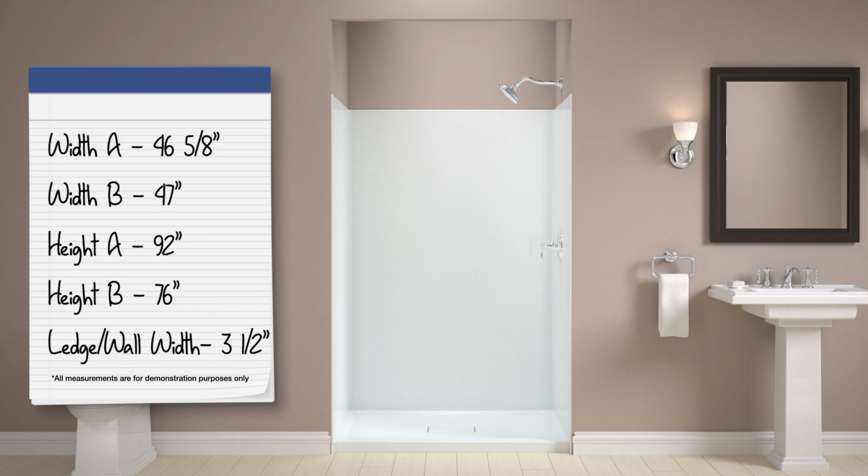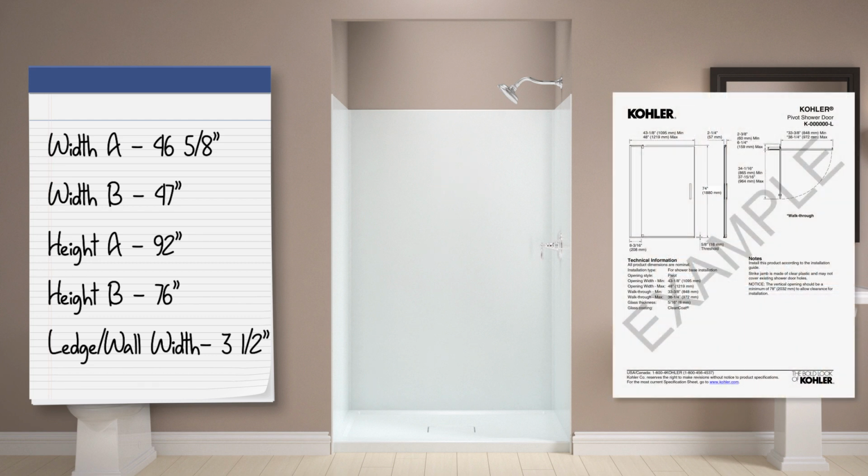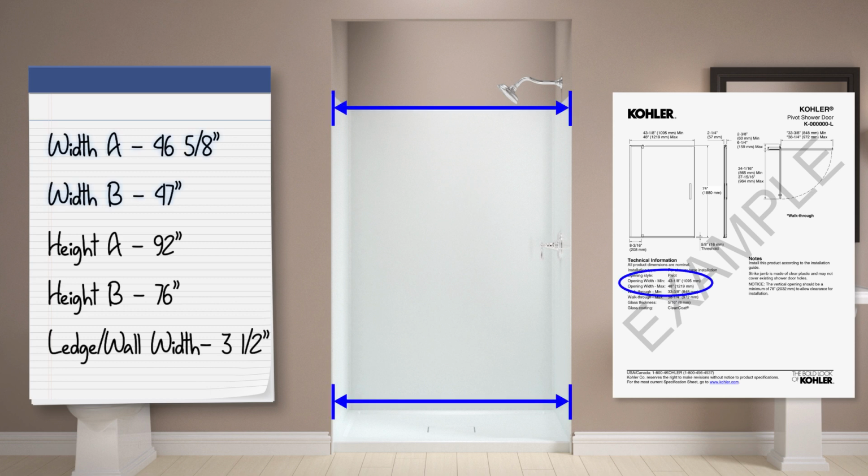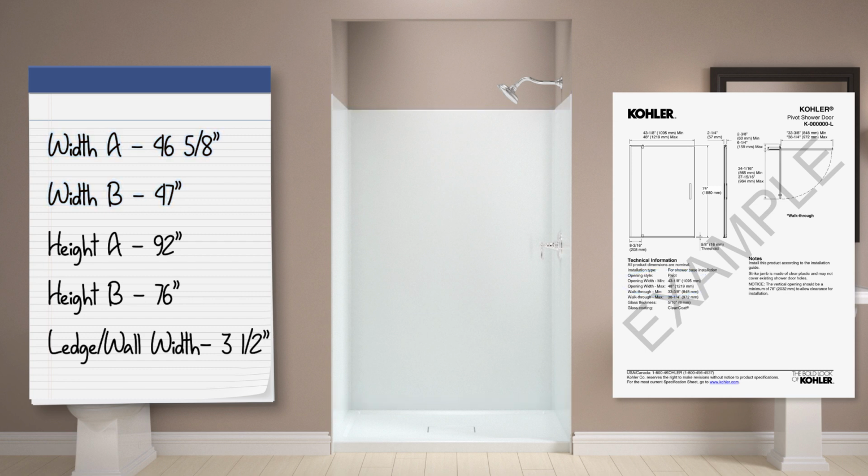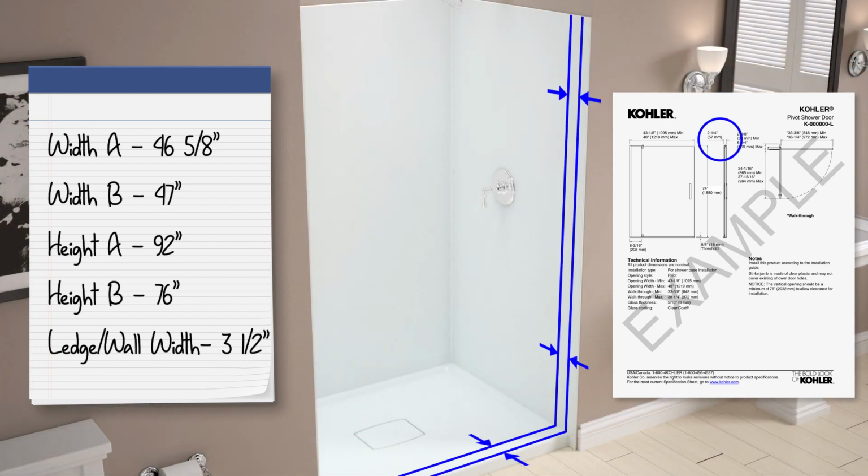Once you have all your measurements, go online and reference the specification sheet for the door you are looking to purchase. Confirm that the width of your opening falls between the opening width min and max numbers listed on the specification sheet. Then confirm the height of your opening meets the minimum installation requirement for the door, and the height of your showering space is greater than the door height. Finally, confirm the width of your ledge and walls are greater than the depth of the door.